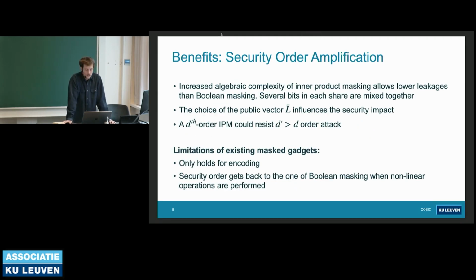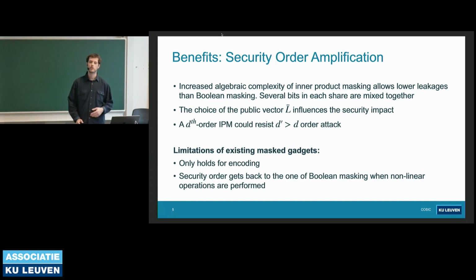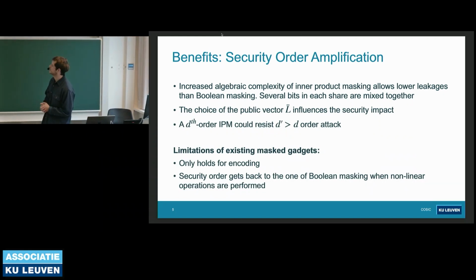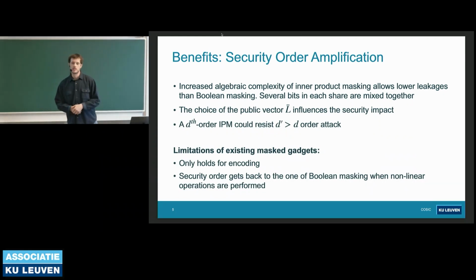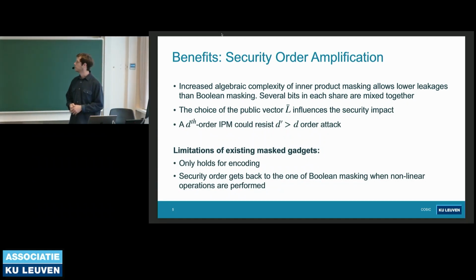I mentioned some benefits. We have this so-called security order amplification effect. Due to the increased algebraic complexity of inner product masking, you allow lower leakages than Boolean masking. Intuitively, with Boolean masking, you take 1 bit of the secret, 1 bit of randomness, and you XOR them. But with inner product masking, since you do a multiplication, you start to mix more bits of randomness into each bit of the secret. What was observed is that the choice of this public vector L influences the security impact. And in theory, order-d IPM could resist higher order attacks.